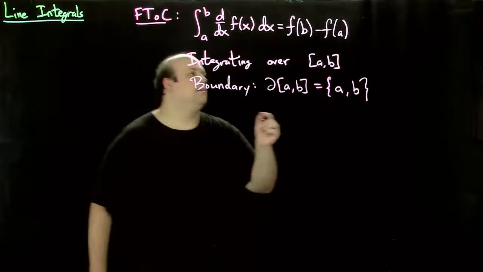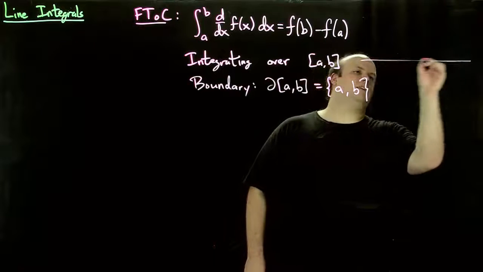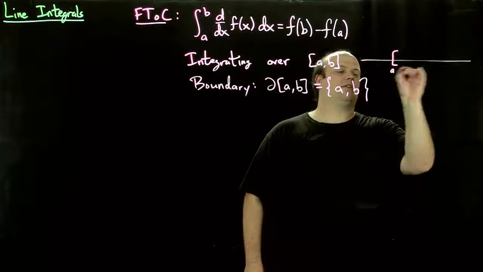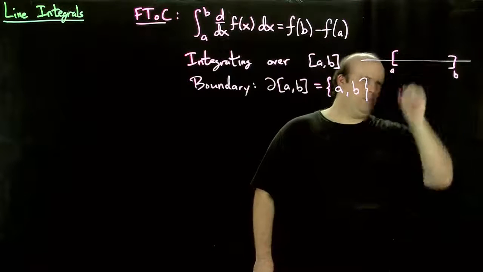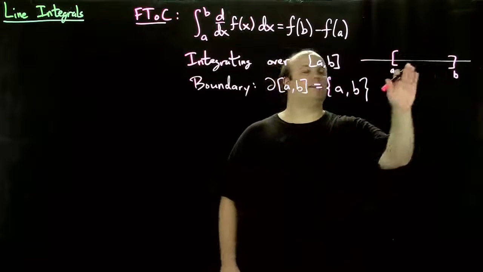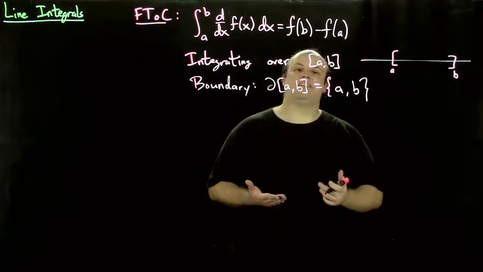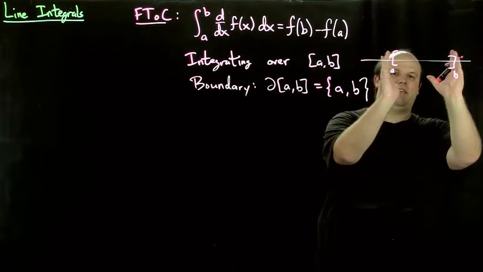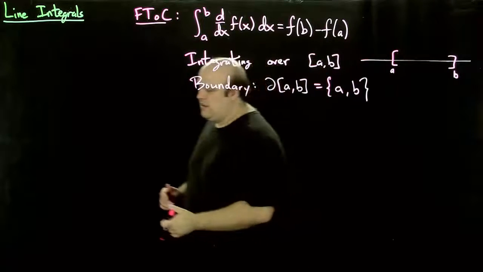Because what does this look like? Well, if we have a number line here, we have a closed bracket at a and b, and everything in the middle, this whole thing, is the interval. And if we only want the boundary, we want the things at the edge, and that would be these 2 points.